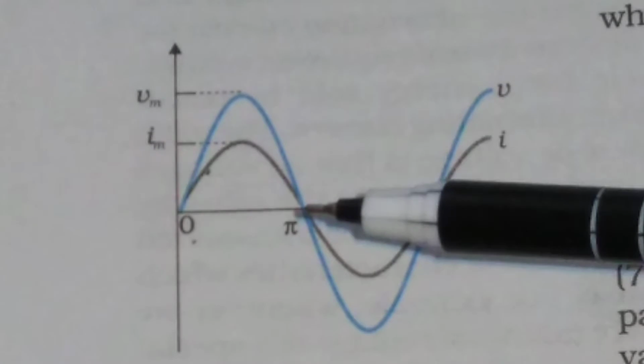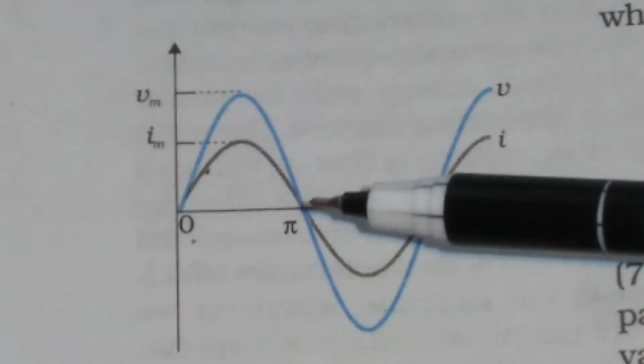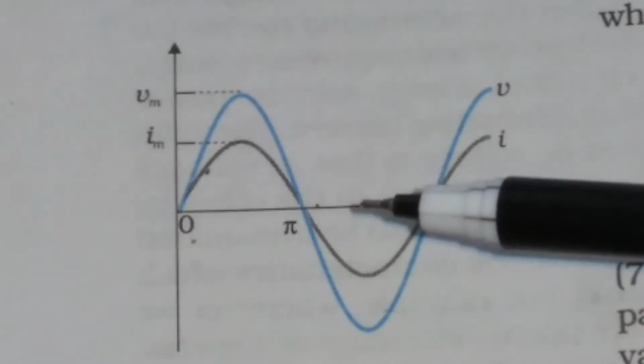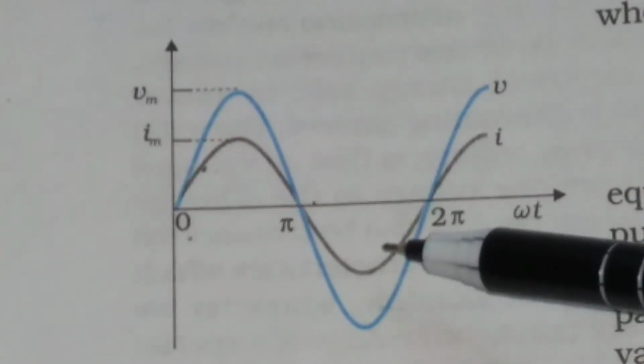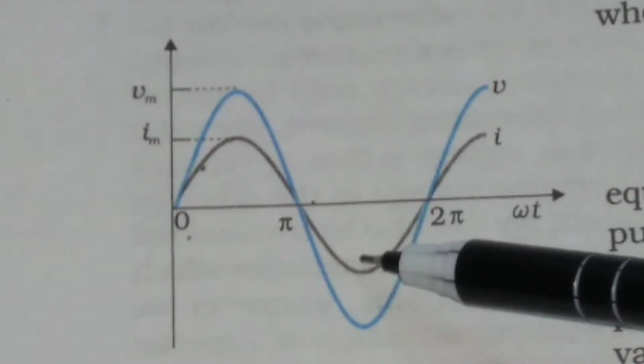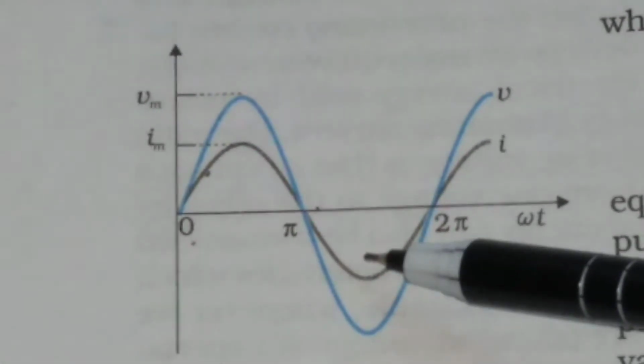Similarly, at time T by 2, the 0 for the voltage curve is the same as the 0 for the current curve. Similarly, at time 3T by 4, you will see the minima for the current curve is the same as the minima for the voltage curve.